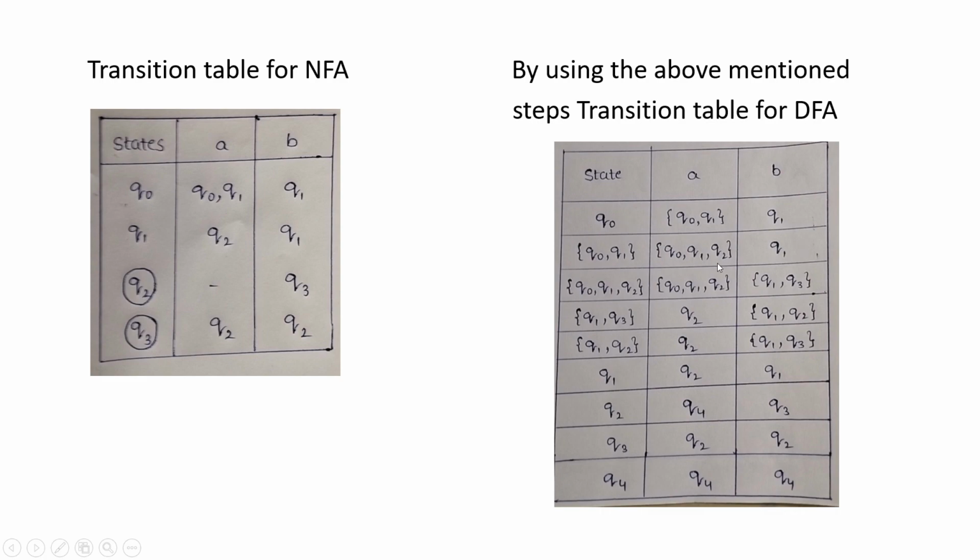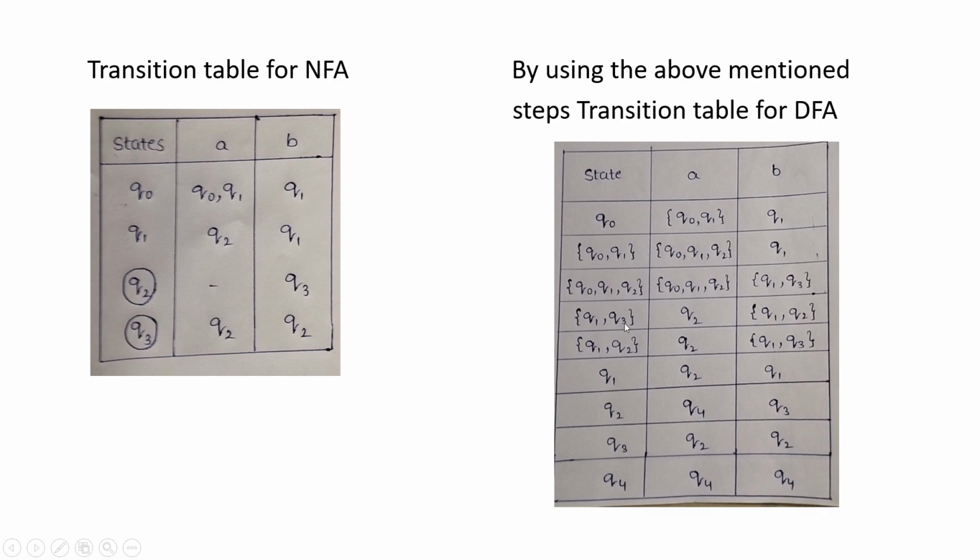In the same way, I calculate for the Q0, Q1 and Q2 nodes also. If I give input A to Q0, Q1 and Q2, that is the union of Q0, Q1, Q2 for input A, that is Q0, Q1, Q2. Next, if I give input B to Q0, Q1, Q2, that is the union of Q0, Q1, Q2, that is Q1 and Q3, considered as a single state.